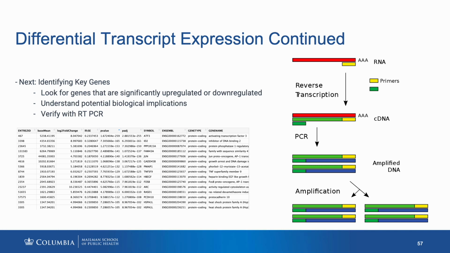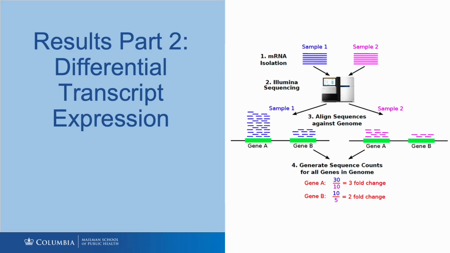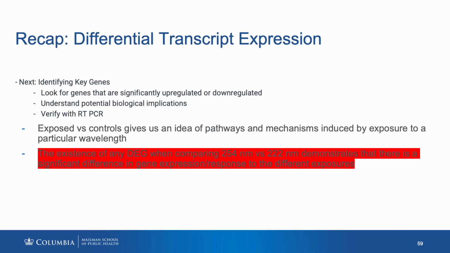So some of these methods can be applied, instead of just to the exposure versus the control to give us ideas about the effect of the exposure, to actually show definitively that there is a difference between the 254 nanometer exposure and the 222, just by looking at the results of some of these methods. So we can do the unsupervised analysis, and in the principal component analysis we see very significant separation on the first principal component, which is actually 75% of the variance in the sample. So that's just more support that they're different.